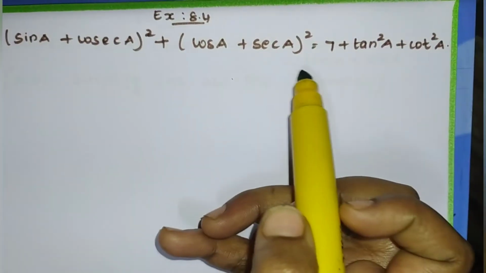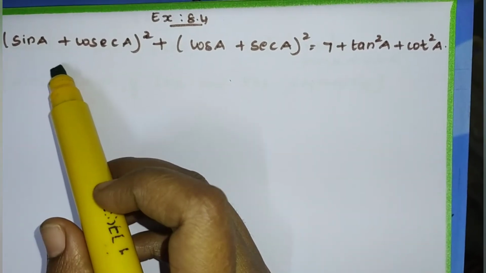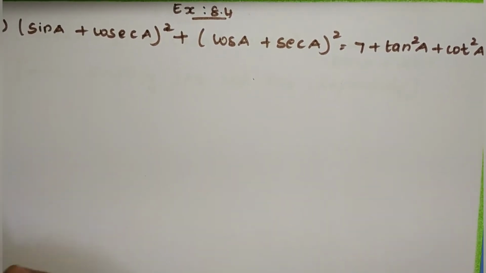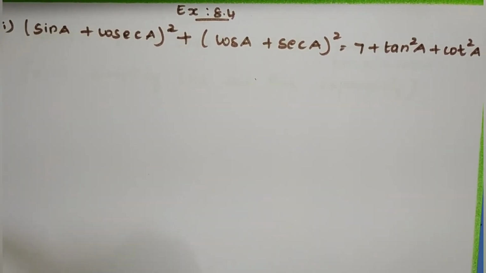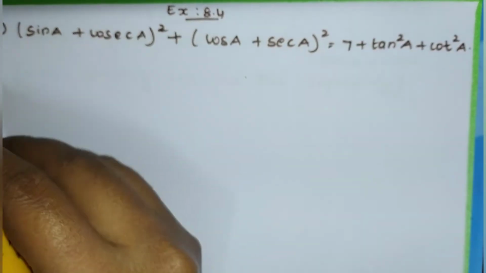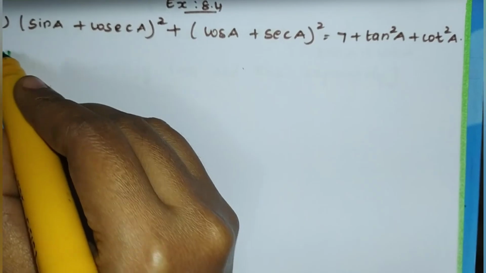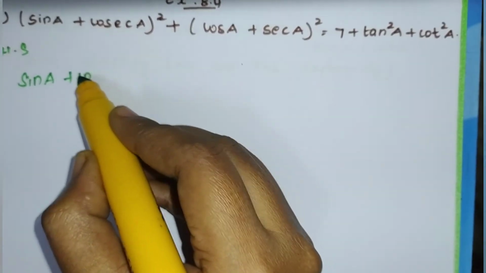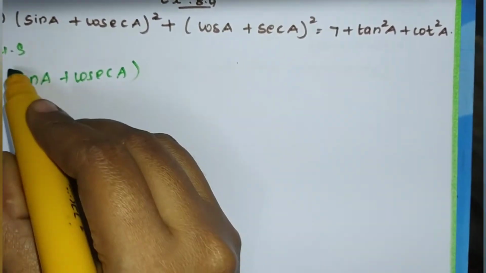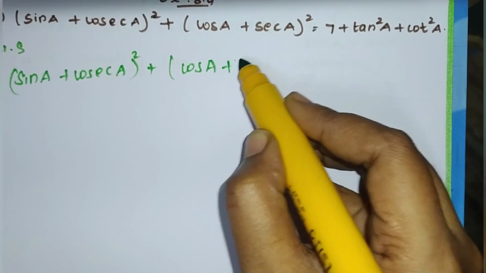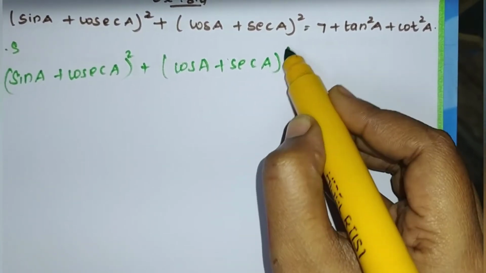Here we don't have anything squared in the question, so we can't apply any trigonometric identities directly. So you have to simplify to apply the trigonometric identity. First I am going to take the LHS and write that first: (sin A + cosecant A) the whole square plus (cos A + secant A) the whole square.